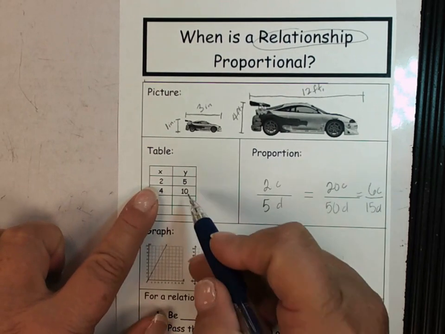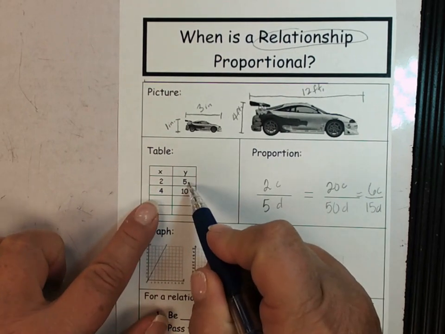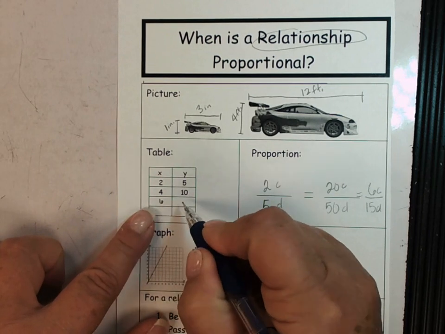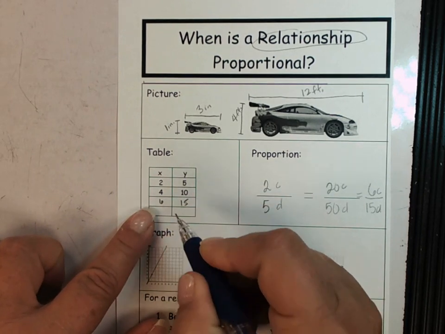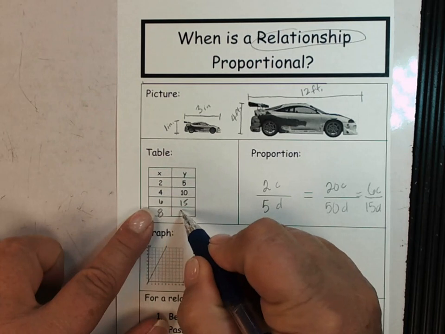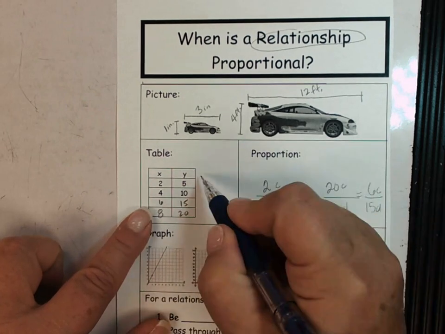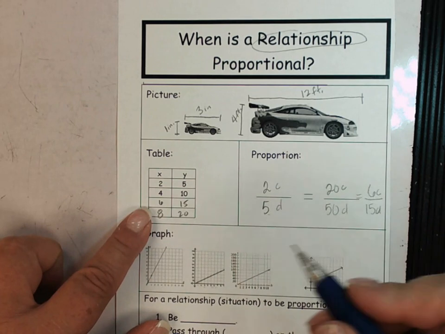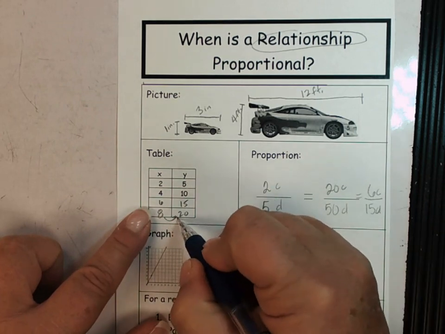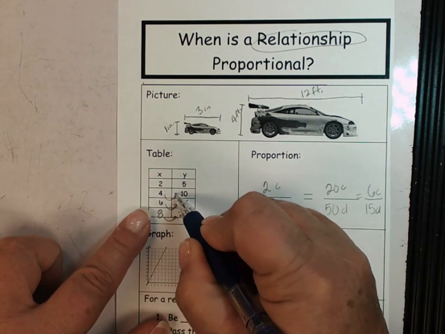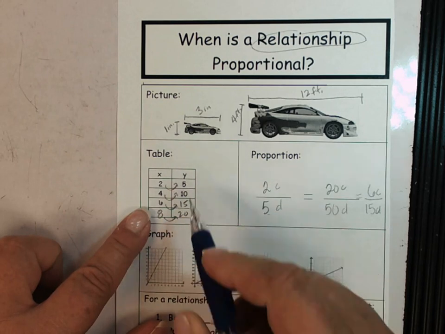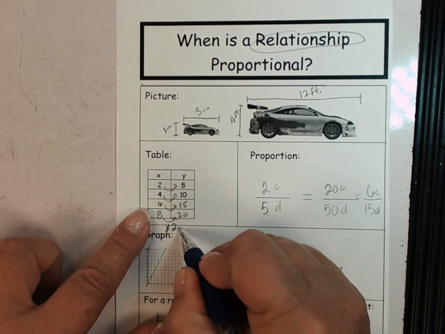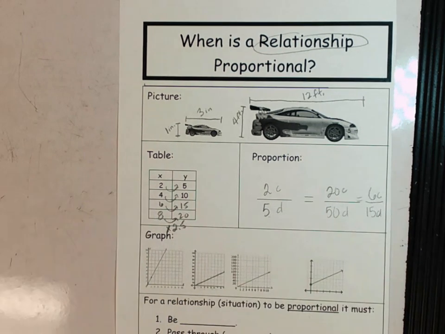2 to 5 is the same as 4 to 10, which is the same as 6 to 15, which is the same as 8 to 20. They create equal ratios. Another thing about the table is they always have multiplicative relationships. To get from here to there, it's always multiplication, multiplying by 2.5.